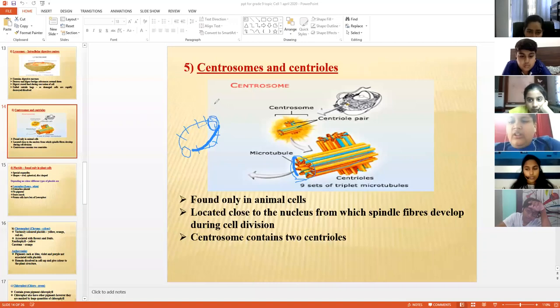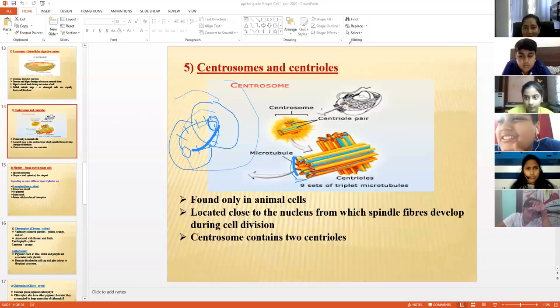Okay, and then what happens? There is a membrane which forms around this. So this is one cell and this is the other cell. Who is doing this, children?